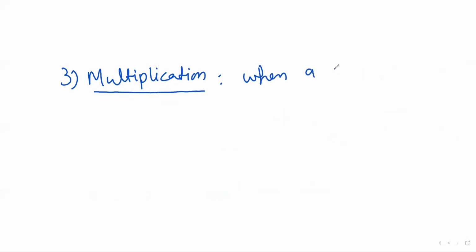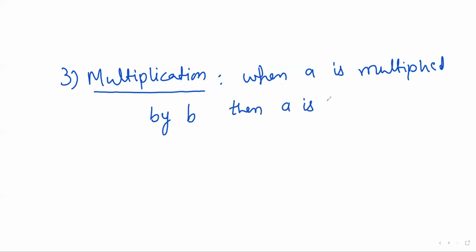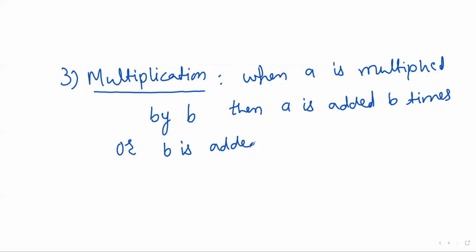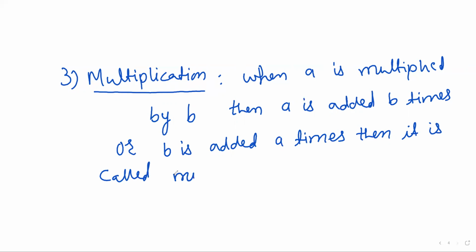When A is multiplied by B, then A is added B times, or B is added A times. Then it is called multiplication.